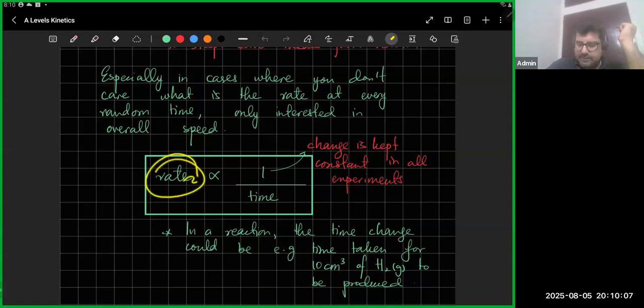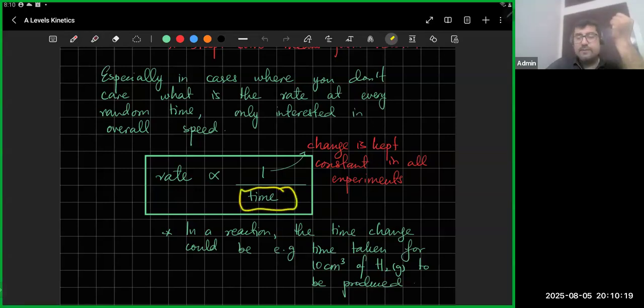So rate is what? It's 1 over time. But the condition for that is that the change is constant. That is, if there's a color change, for every reaction it should be the same color change. For some reactions it would take a longer time, for other reactions it's going to take a smaller time. So you will figure out what the rate of reaction is.